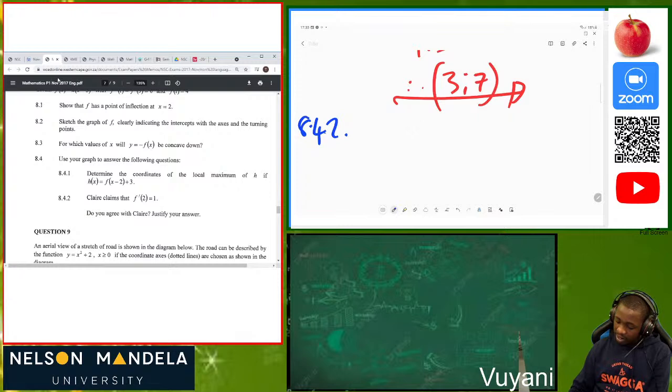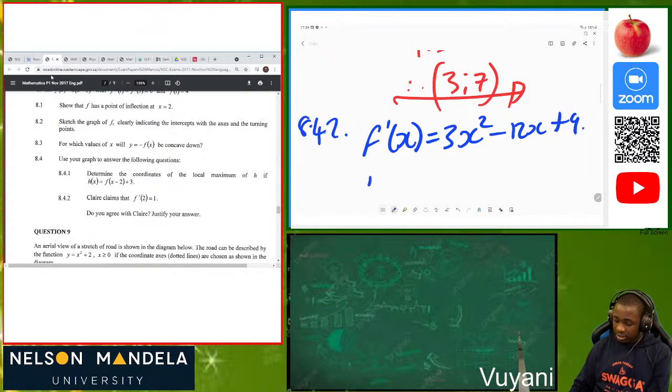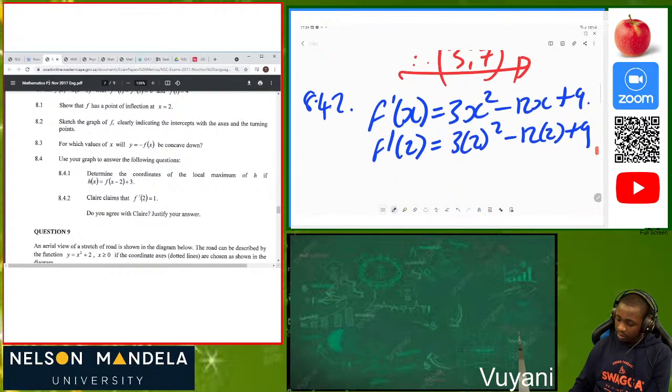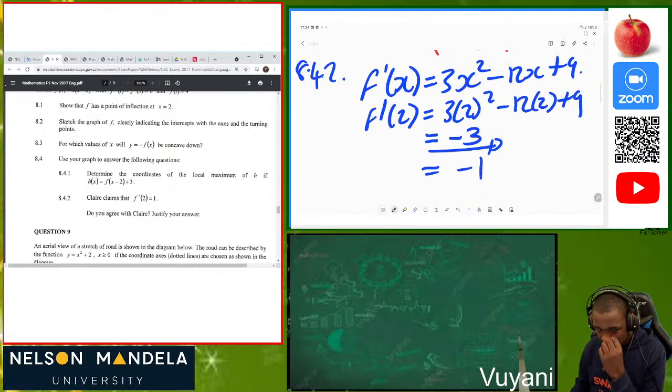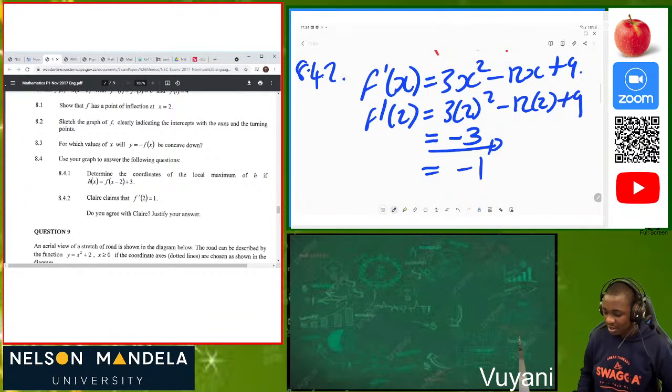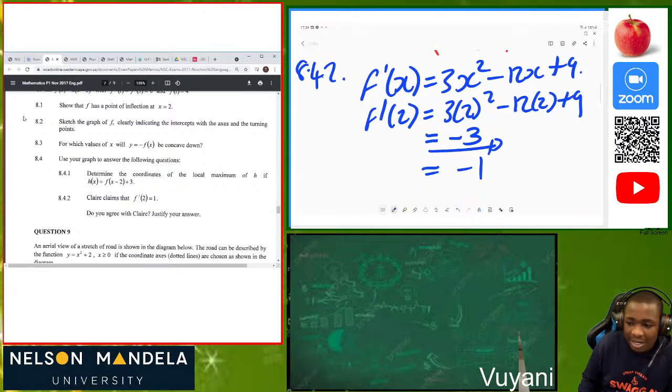So we have f prime of x equal to 3x squared minus 12x plus 9. So let's now determine f prime of 2. f prime of 2 is 3 times 2 squared minus 12 times 2 plus 9. Then we end up having negative 3. So we can show that this is not equivalent to 1. Clara claims that f prime of 2 is equal to 1. That's not true, because f prime of 2 is equivalent to negative 3.